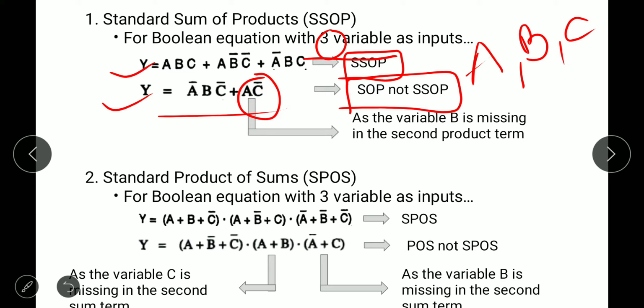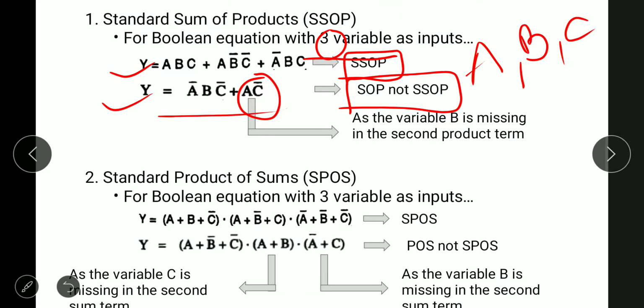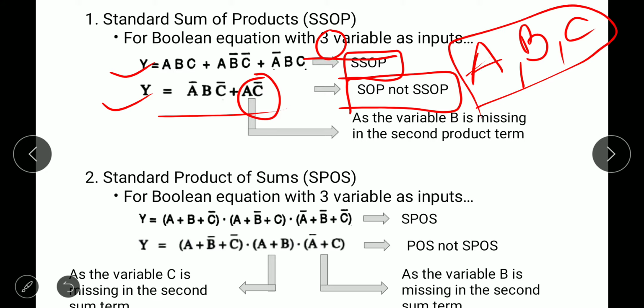Then standard product of sums, SPOS, for a Boolean equation with three variables as input. Here also the three variables are A, B and C. So Y is equal to A plus B plus C bar, dot, A plus B bar plus C, dot, A bar plus B bar plus C bar. This is called a standard POS.